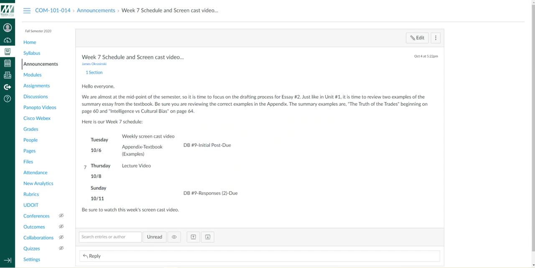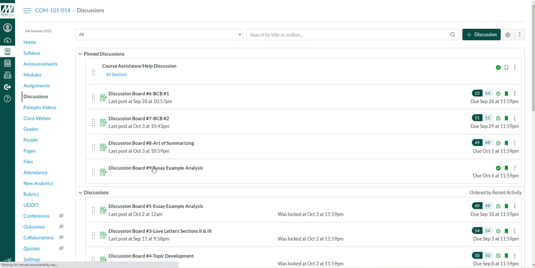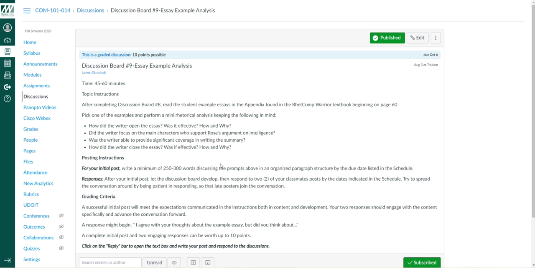So let me get back over to Canvas here. Let me get into discussions. Look at discussion number 9. Once again, it's the same rhetorical analysis of kind of like what we performed for the literacy narrative example. So pick one and perform a mini rhetorical analysis, and I want you to focus on how the writer opened the essay. Was it effective? I want you to tell me how and why. I don't want you to tell me all about it; I kind of know what they are. I want you to tell me how the writer chose to open that essay, and why you think it was effective. That's really what it is there.